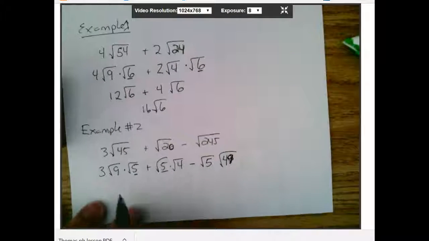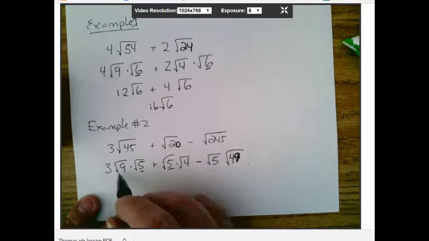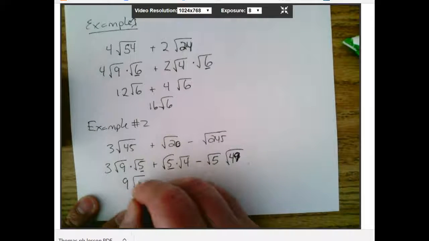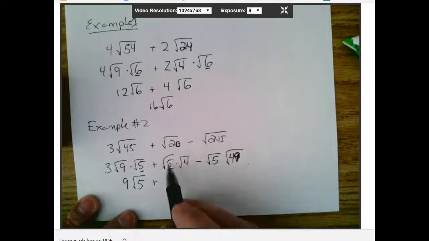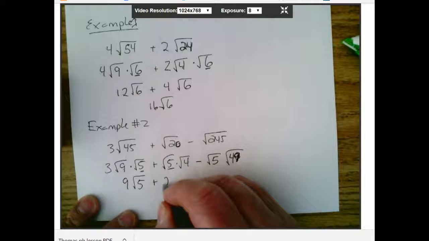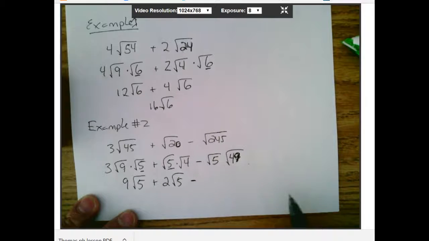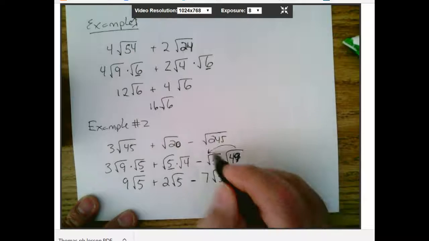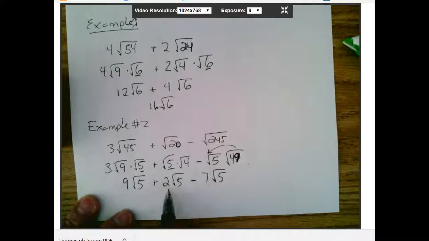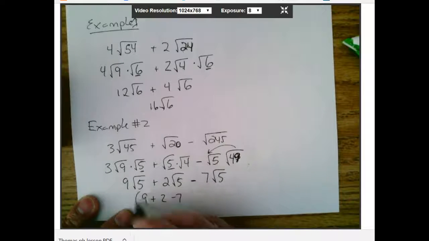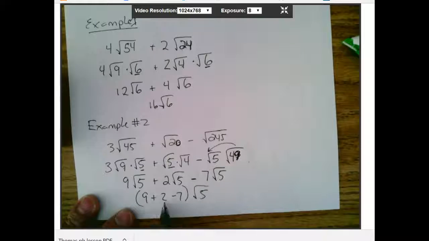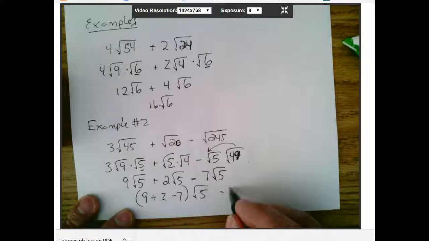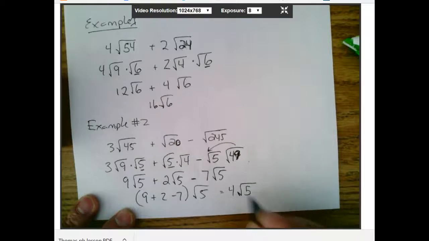Okay. So then we'll have 3 times the square root of 9, or 3 times 3 is 9 square root of 5, plus square root of 5 times square root of 4, which is 2 square root of 5. And then we're going to minus that. We're going to have square root of 49, which is 7 square root of 5. Okay. So then we do it. 9 plus 2 is 11. 11 minus 7 square root of 5. So in the end, the answer is 4 square root of 5.